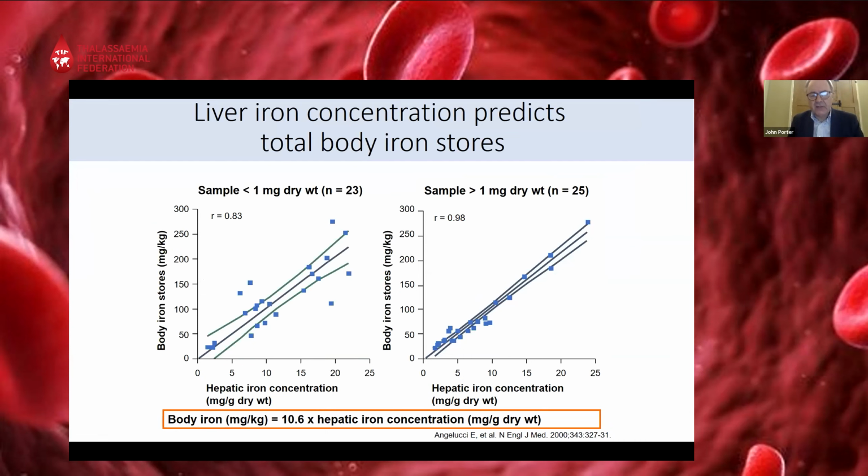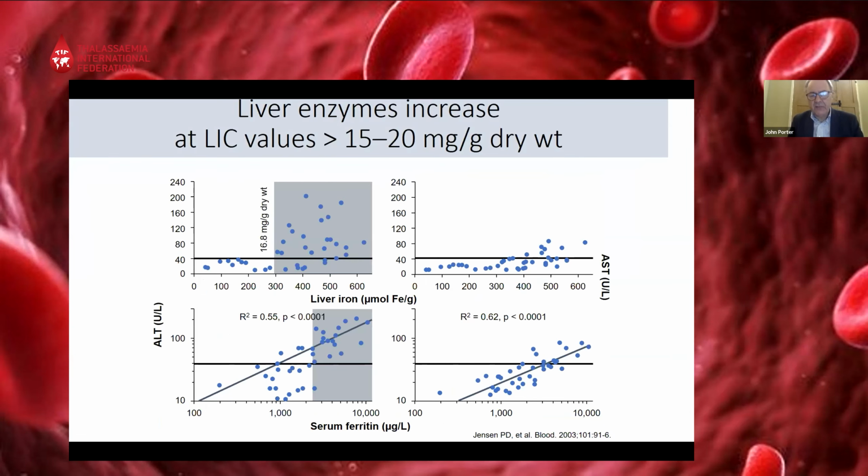I'm going to speed up a little now. This is another thing to say that we know that when liver iron is high, it puts the liver enzymes up. So we can measure the liver iron by MRI, and we know when the liver iron is very high, we get a secondarily raised ALT, a raised liver function.